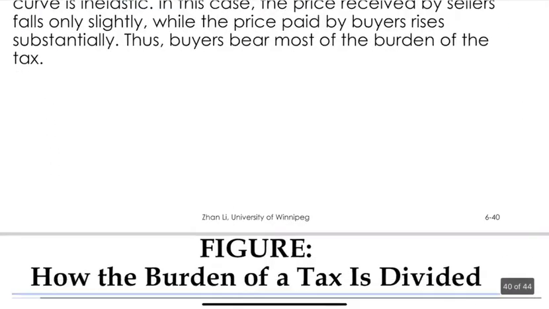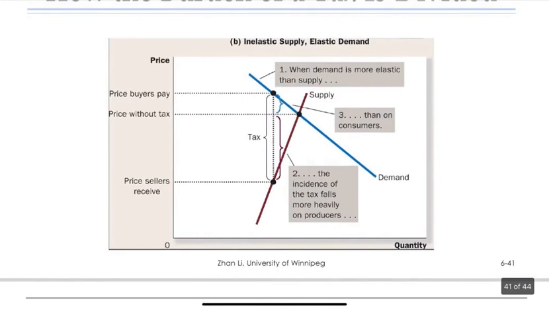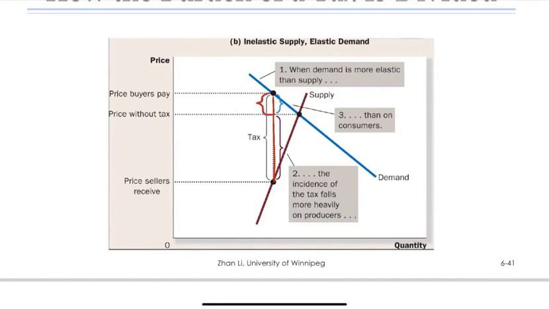Now let's see the second case. So in the second case, we have inelastic supply and elastic demand, because you can see that demand is actually flatter compared with the supply curve. And now what you can see here is, again, we have a wedge, which is the size of the tax. And you can see that the portion of the tax shared by the buyer is given by this.